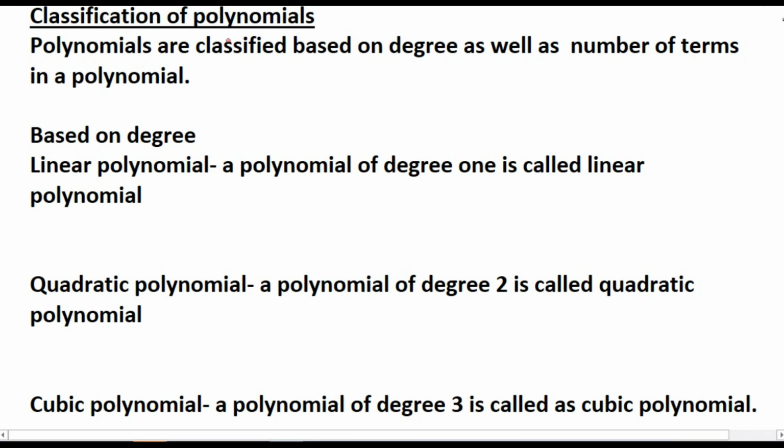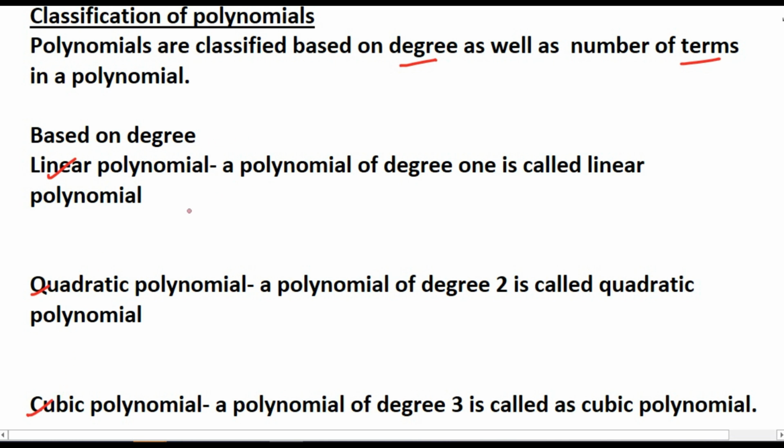Now classification of polynomials. Polynomials are classified based on degree as well as based on number of terms in a polynomial. So based on number of terms, you have already studied in 8th standard that polynomials are classified like monomial, binomial, trinomial, etc. So based on degree, polynomials are classified as linear polynomial, quadratic polynomial, cubic polynomial, and biquadratic polynomial.